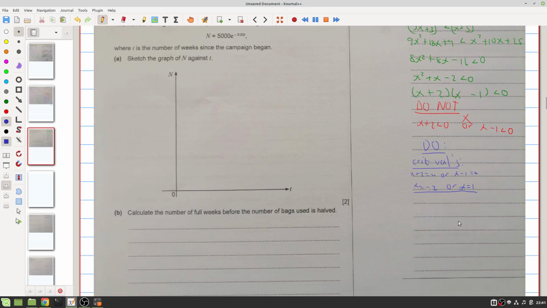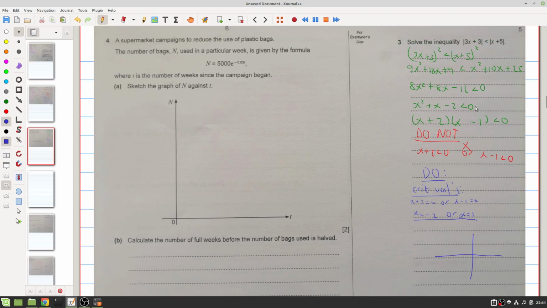And now we use them to sketch a little graph. We see this is a parabola. It's a smiley face parabola here, right? Because the a value is positive, it's a 1, that's positive. It's a smiley face parabola, and these are our x-intercepts. So at negative 2 and at 1, something like that. Right? Doesn't have to be accurate. So at negative 2 and at 1. That's the most important part that we want to draw.